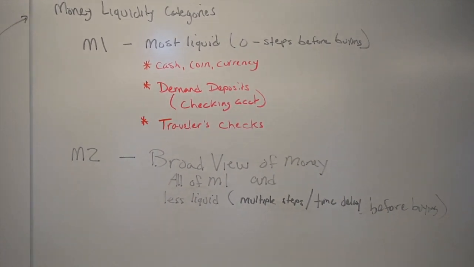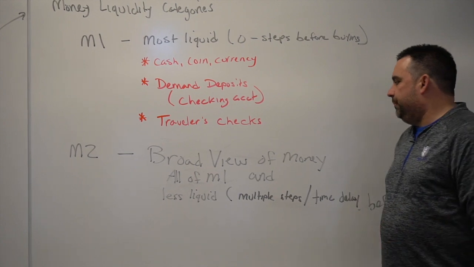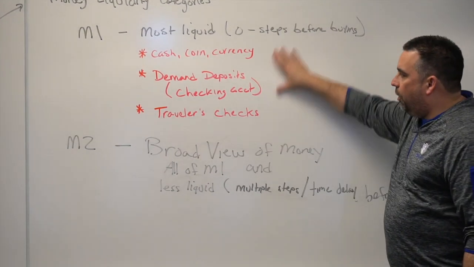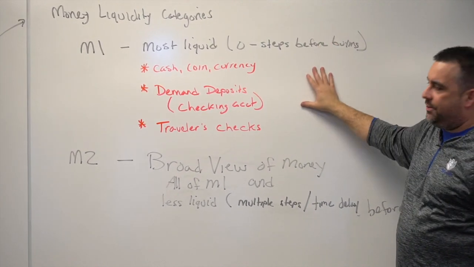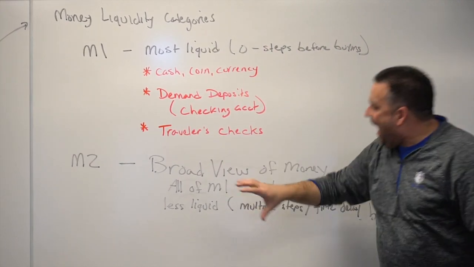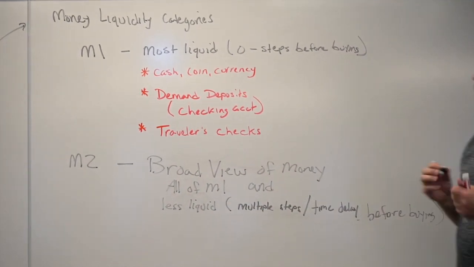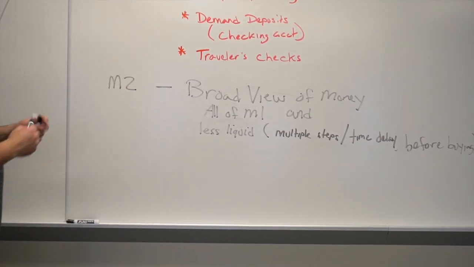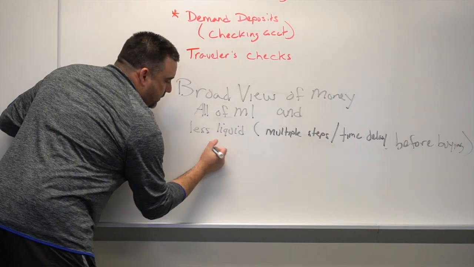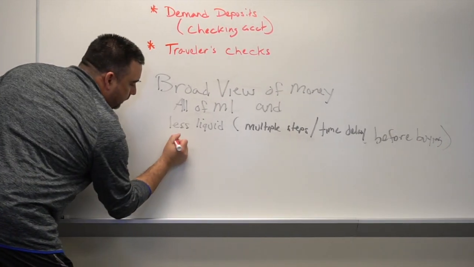So M2 is going to be our more inclusive, or kind of our all-inclusive, measure, right? We're going to include all of M1, so all of the value, whatever dollar amounts these are, $1 million, $2 million, $3 million, whatever. We're going to include that, and we're going to include our less liquid sources. So probably our best example of a less liquid M2 source would be something like your savings account.